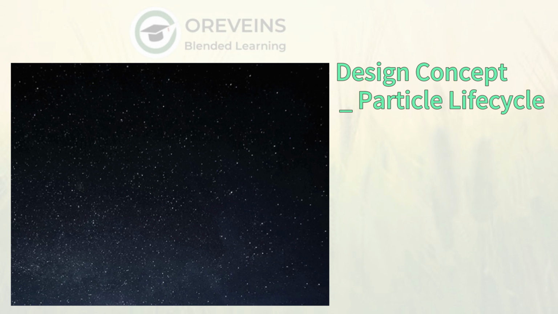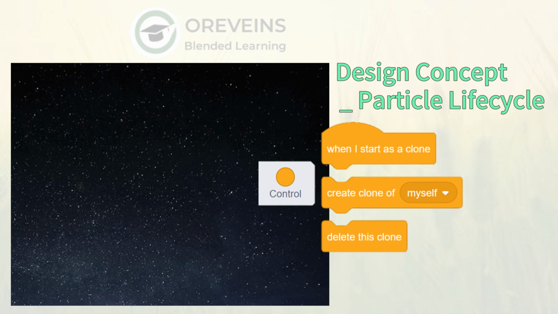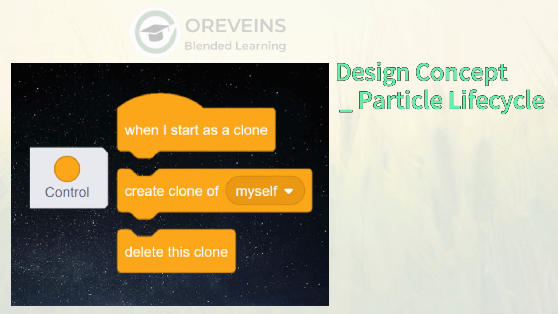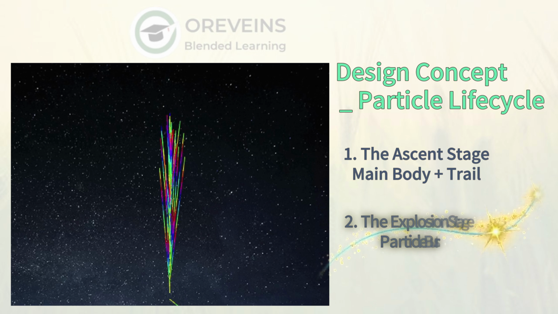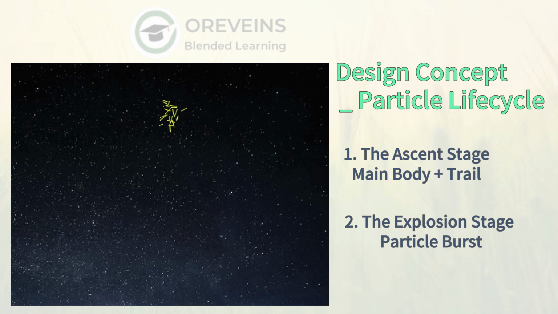We divide the firework into two main physical stages, using clones to manage multiple objects simultaneously. 1. The ascent stage, main body plus trail. Main body: the Beachball sprite moves steadily upward. Trail effect: at every small step, the main sprite creates a clone. These clones remain in place and gradually fade using graphic effects, forming a beautiful, dynamic, glowing trail behind the rising firework.